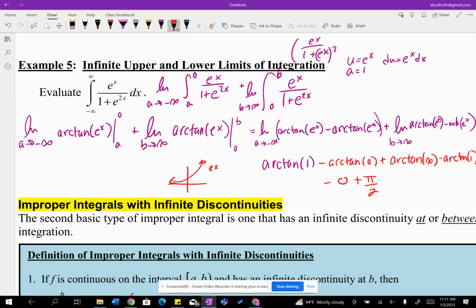Arctangent of 1 is not a nice number. And because I told you you could pick any number you wanted, we could have plugged in like e to the 5 here if we wanted, right? But does that really matter that we don't know what arctangent of 1 is? No, because we got arctangent of 1 minus arctangent of 1, which is going to be what? 0. So those just go away. That'll be 0. So this is just going to be equal to pi over 2. So this insane nonsense converges to pi over 2.